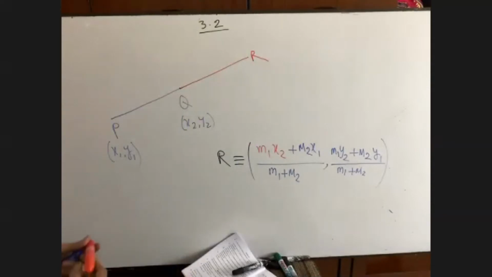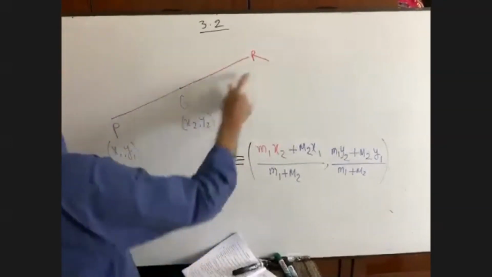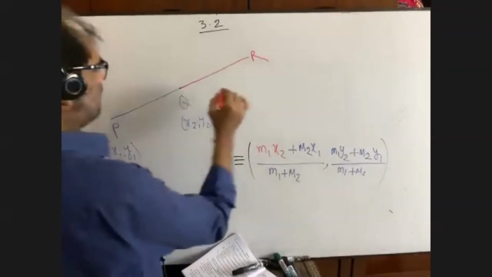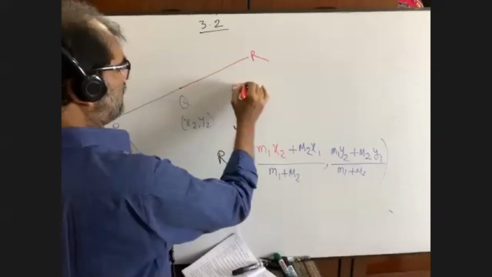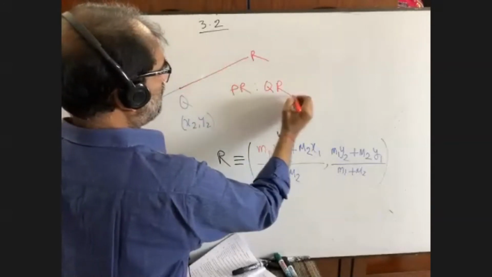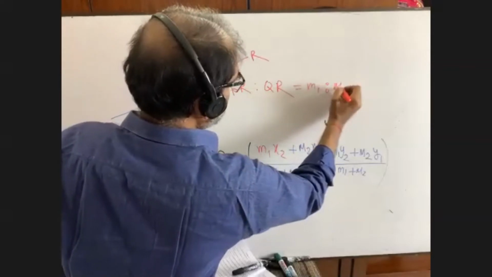PQ has been divided at the point R in the ratio M1 is to M2. What is meant by this? PQ has been externally divided at the point R in the ratio M1 is to M2. It means P has met at R, Q has met at R. Okay, that means here PR, write down, is to QR is equal to M1 is to M2.